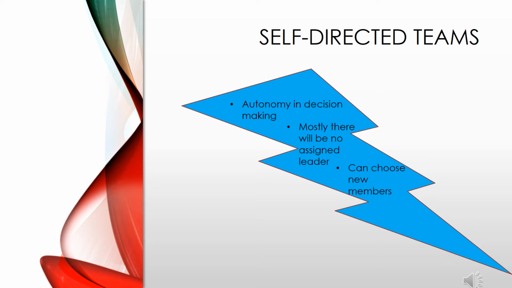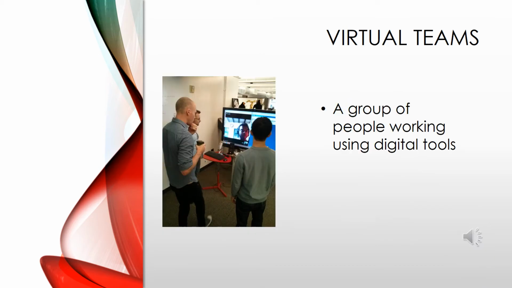Teams form around a particular project and a leader emerges for that project. The team is responsible for carrying out the project, for recruiting team members, and for evaluating them. The last one is the virtual teams. A virtual team is a group of workers who communicate and work together using digital tools. While they can be located in the same physical space, virtual teams are often distributed, working remotely in different parts of the city, state, or country.